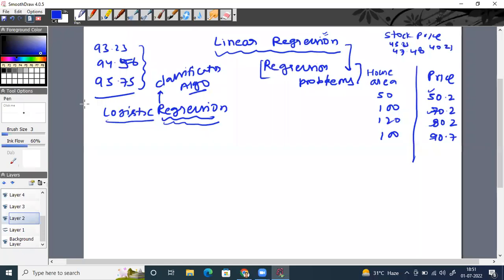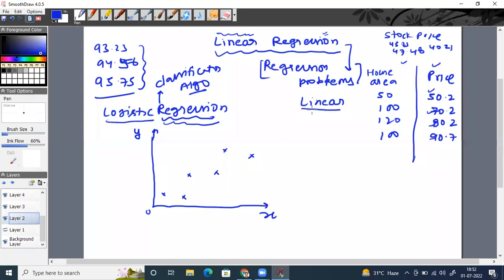So what is the purpose of linear regression? Suppose I have an input variable x and an output variable y. For corresponding values of x, you are getting some y's like this, like this, like this. Suppose this kind of data points are given to you. Linear regression is helpful when the relationship between your output variable and the input variable is linear.